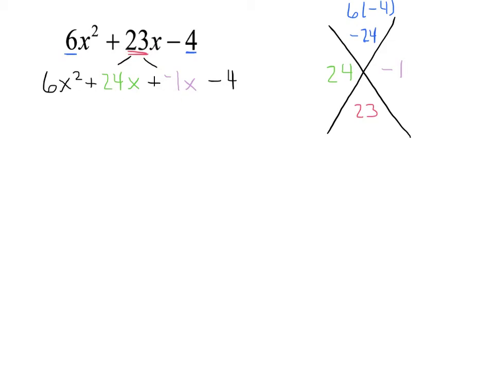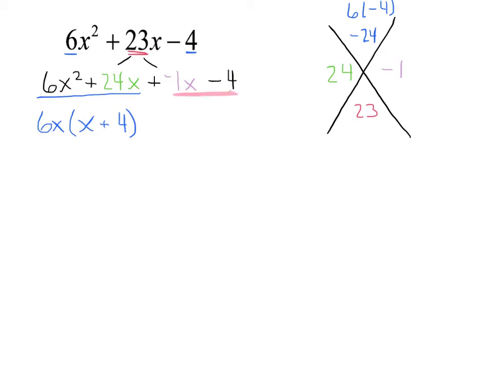And now what we're going to do is look at these first two and think about what can we factor out of 6x squared plus 24x. Well, x comes out of both of them, as does a 6. And that leaves me with x plus 4 on the inside. And now this next set over here, I'm going to factor that one too.